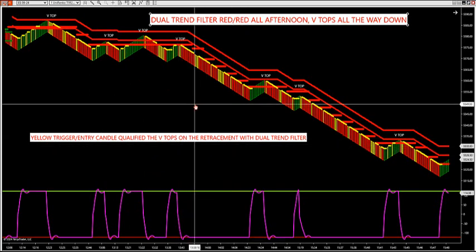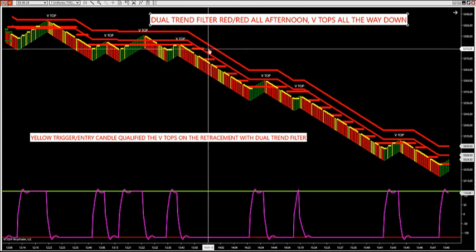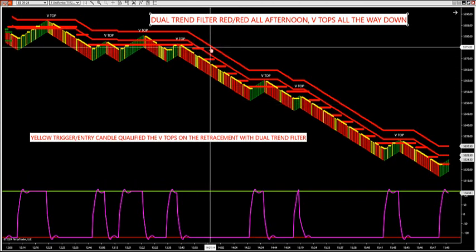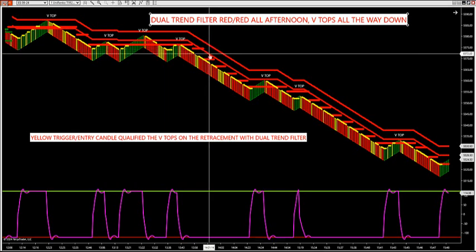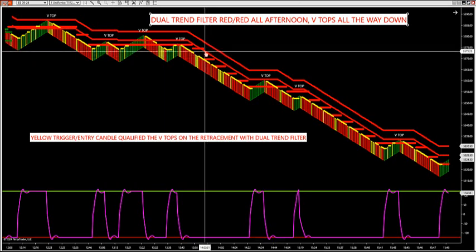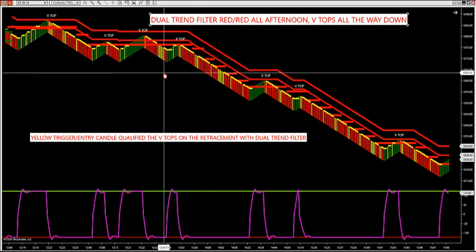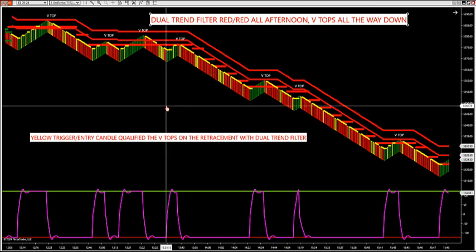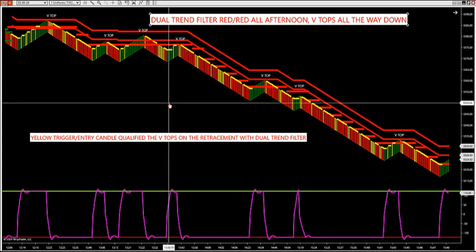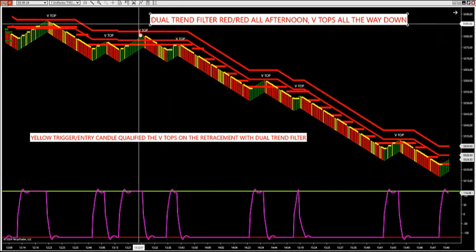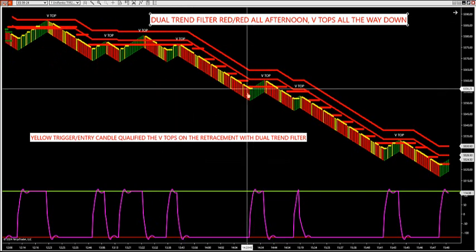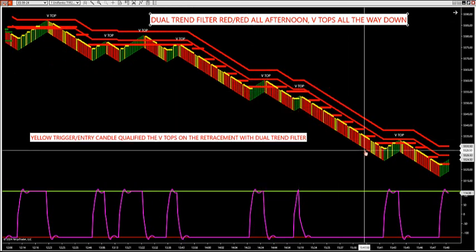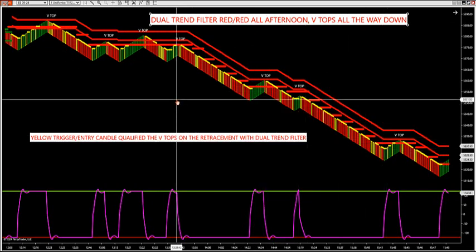So what we're doing, the methodology is that we have two red levels in the room that indicate whether the trend is down or the trend is up. So it gives us the overall bias to be a net seller or a net buyer. Our methodology is a lot different than other methodologies. We are looking to short low and cover lower.